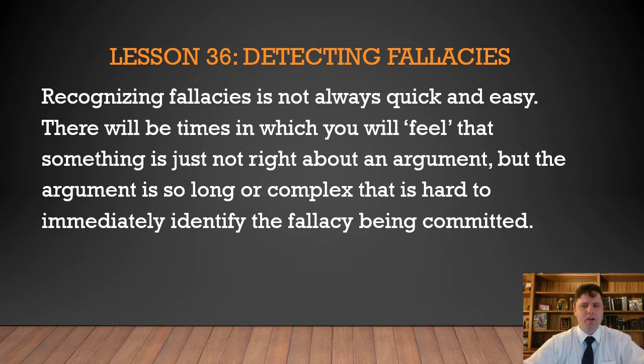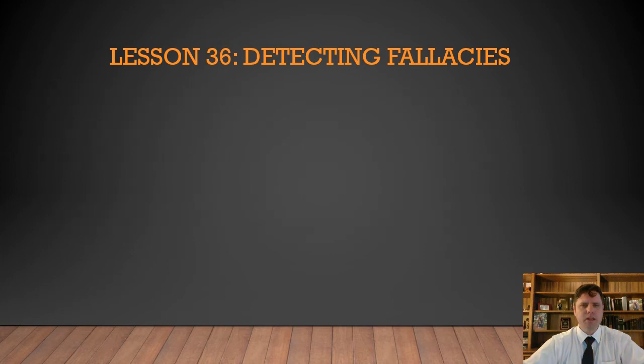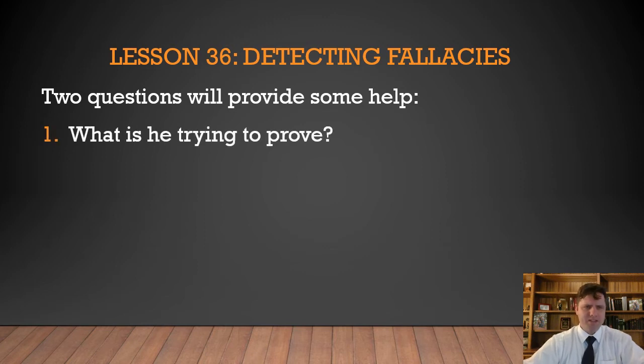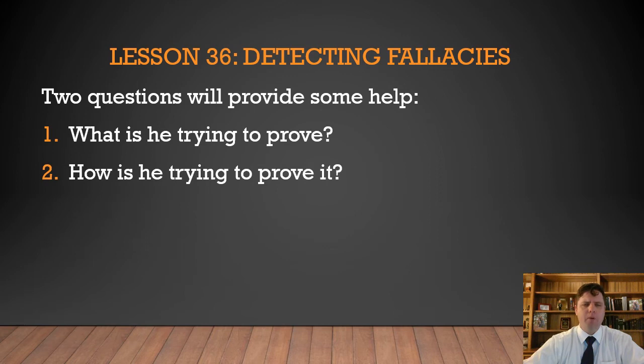So I'm going to give you two questions that will help you identify that. So two questions that will provide some help. One, asking the question, what is he trying to prove? And two, how is he trying to prove it? So we need to first identify what it is that the individual is trying to prove through their line of reasoning. And then the second question is, how are they going about proving their conclusion?